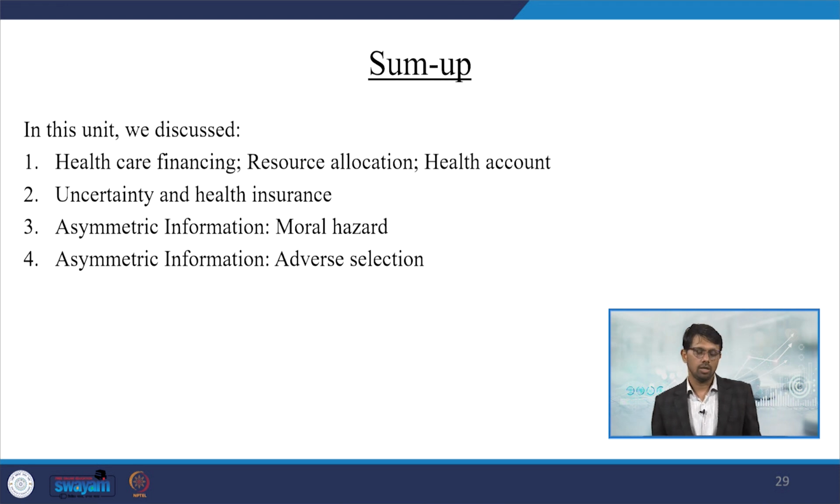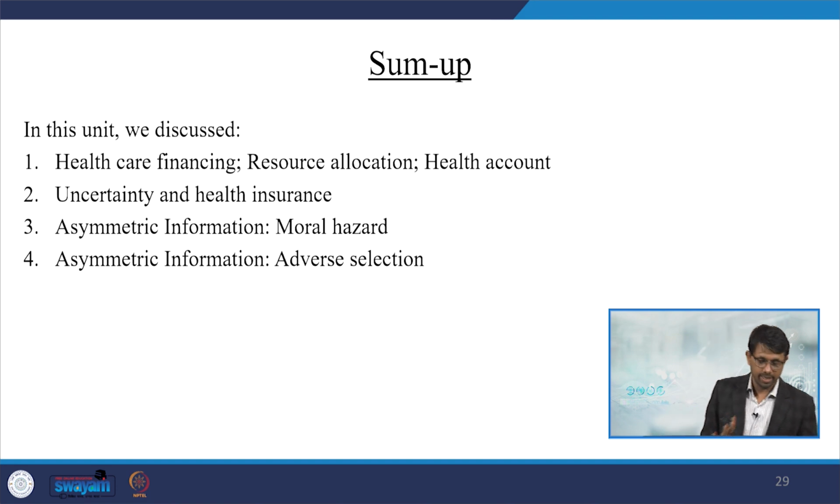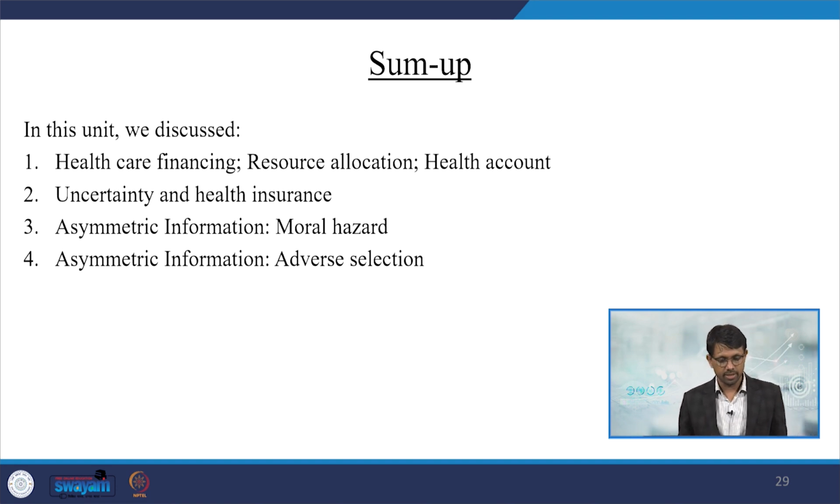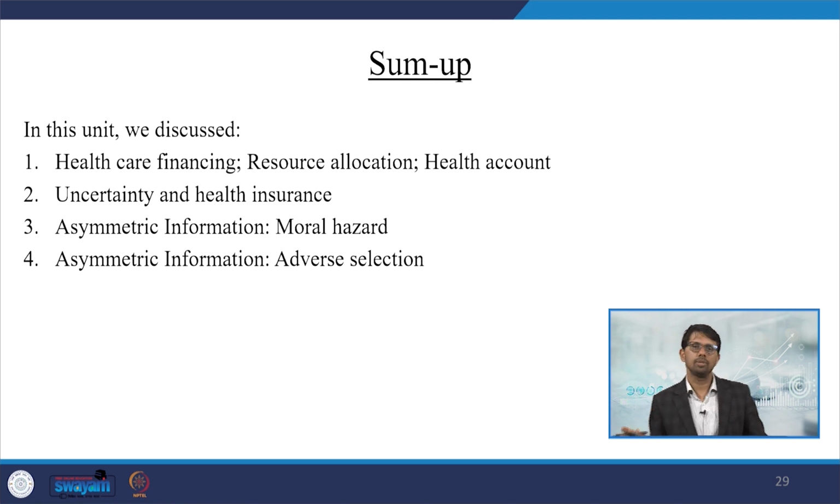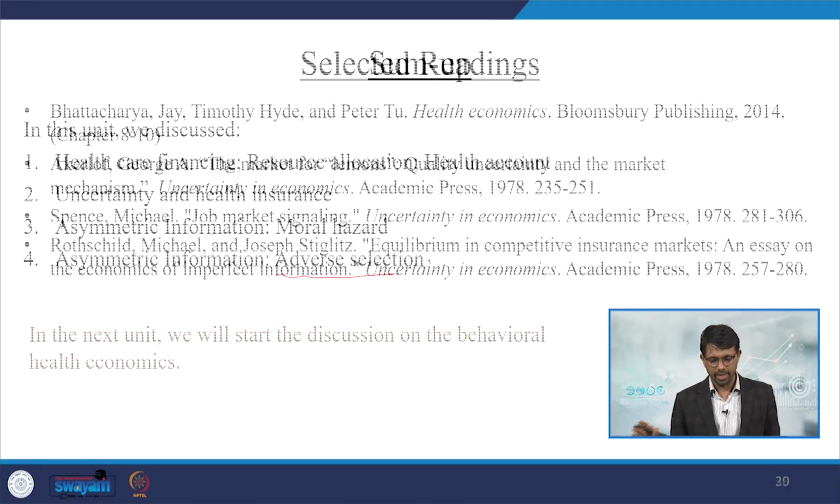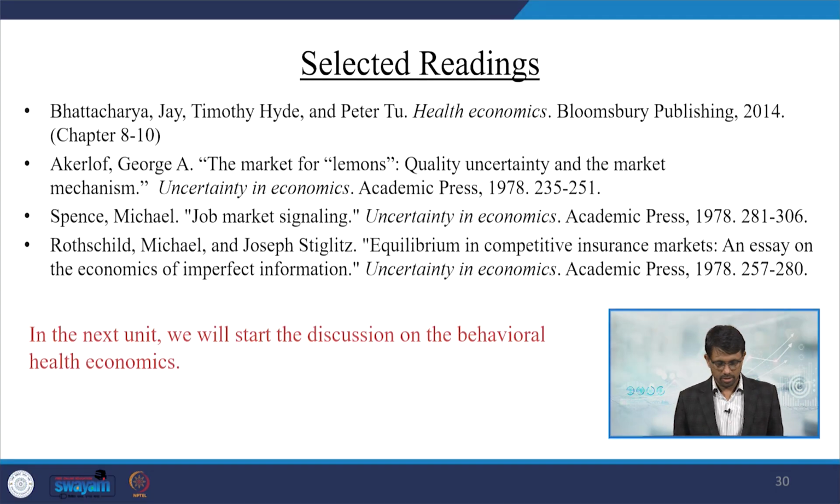These are all we need to summarize what we did in this lecture. We discussed healthcare financing, resource allocation, health accounts, uncertainty and health insurance, and asymmetric information, that is, moral hazard. This is the total summary of the week, and in this particular lecture we also emphasized adverse selection. Here are the readings for you. I think they will be useful, and I hope you have raised some queries.